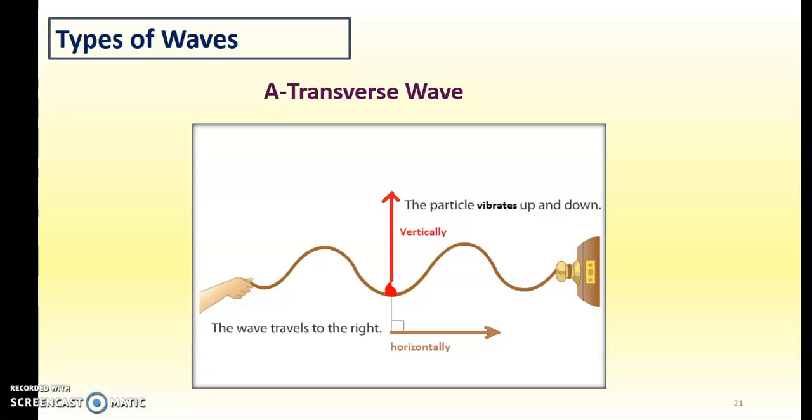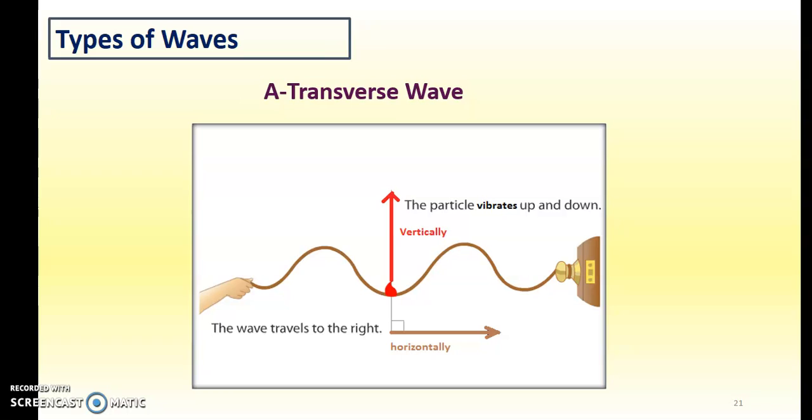Now the direction of propagation of the wave is from the hand to the knob. So this means from the left to the right, thus it is horizontal. While for the particles of the medium, as you can see here, we marked one particle or a certain region of the rope by red in order to be able to observe its behavior. So we observe that it vibrates up and down, which means that it vibrates vertically.